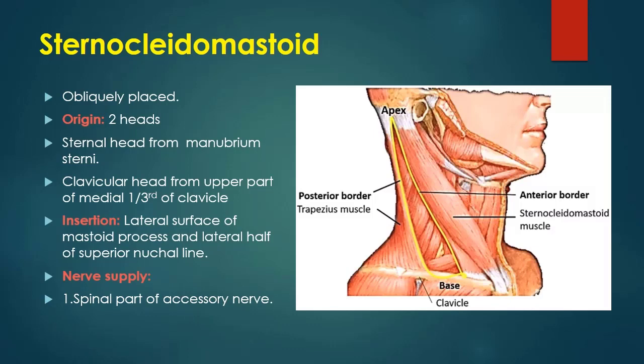These two muscles are mainly supplied by the spinal accessory nerve. Now, apart from that, there are also the ventral rami of C2, C3. I will come to this later while describing the contents of the posterior triangle.